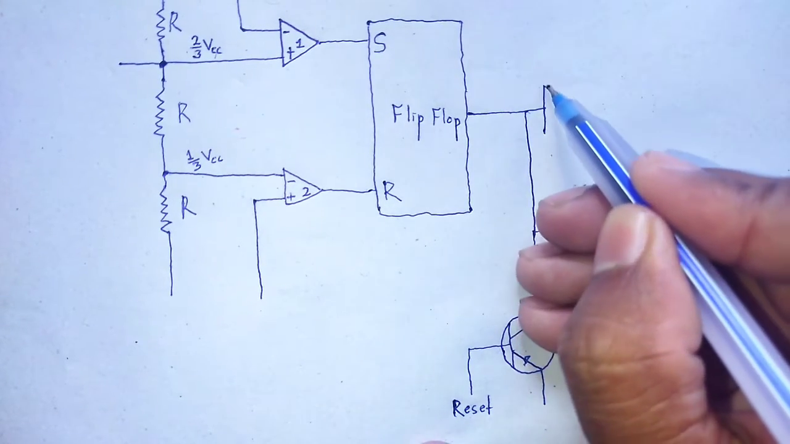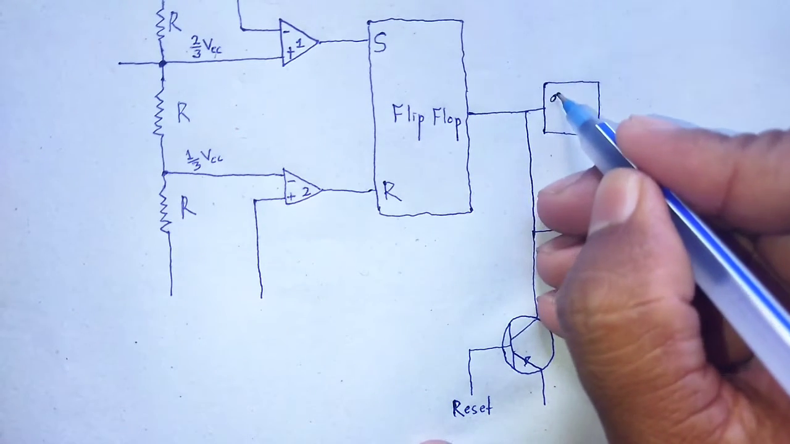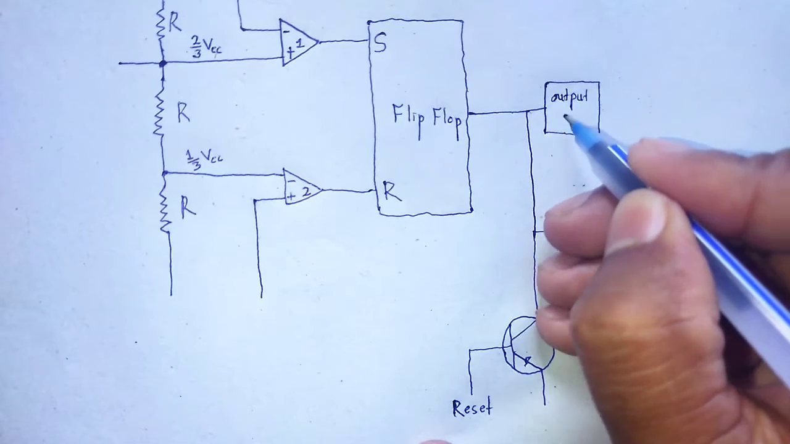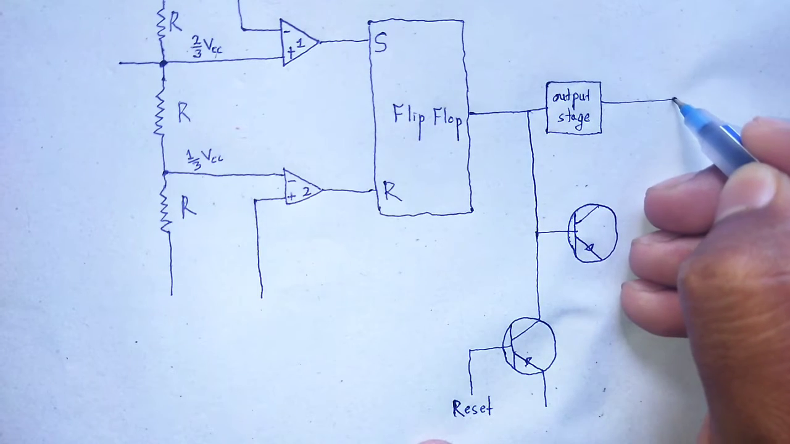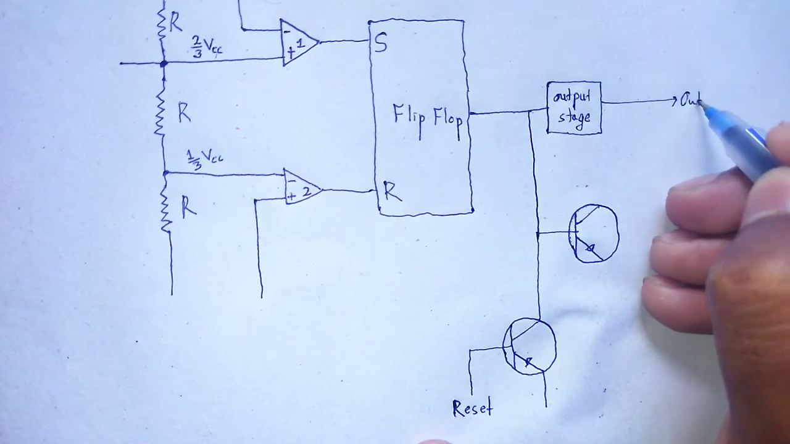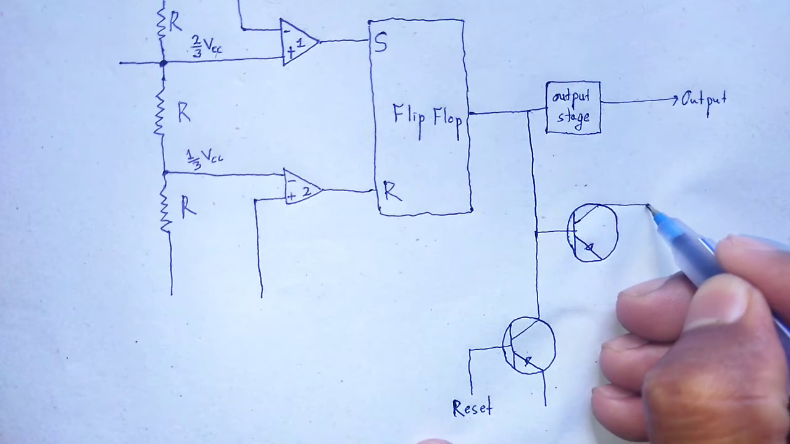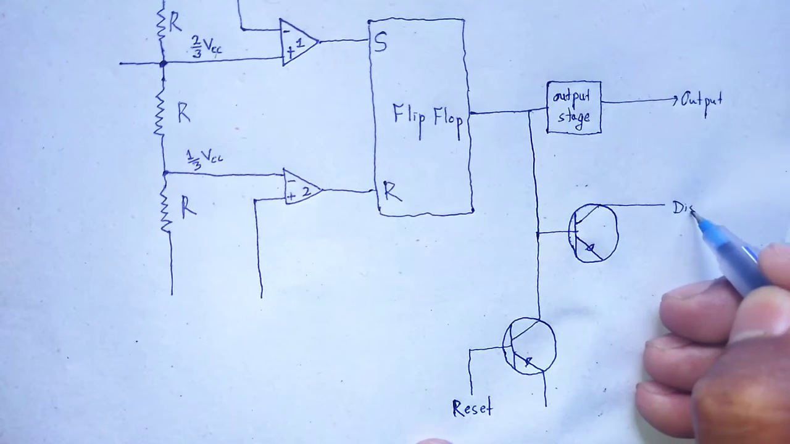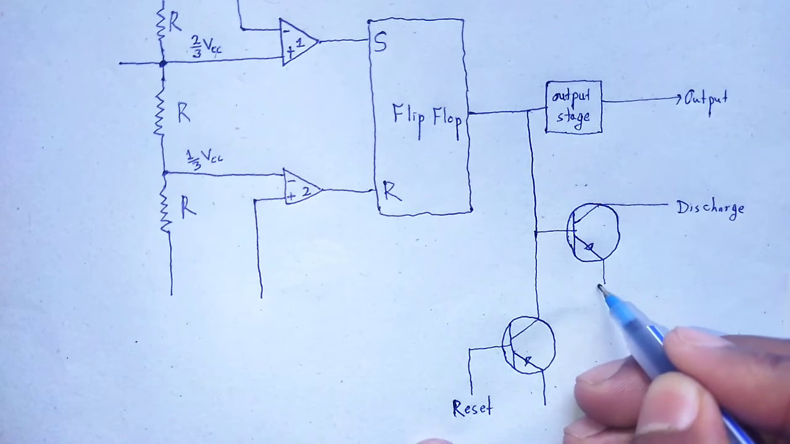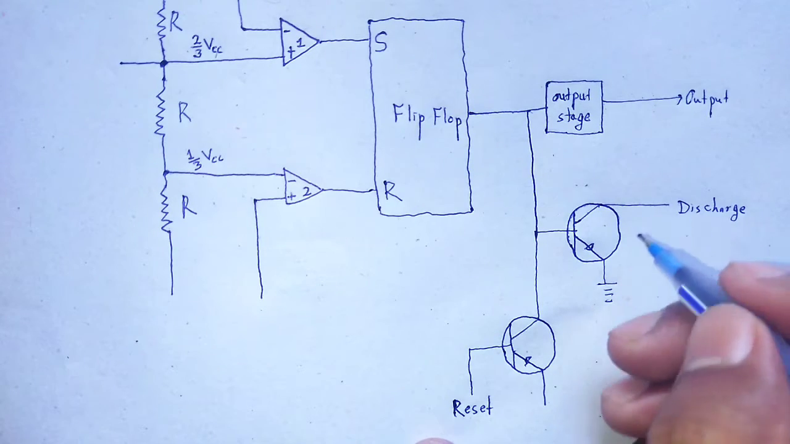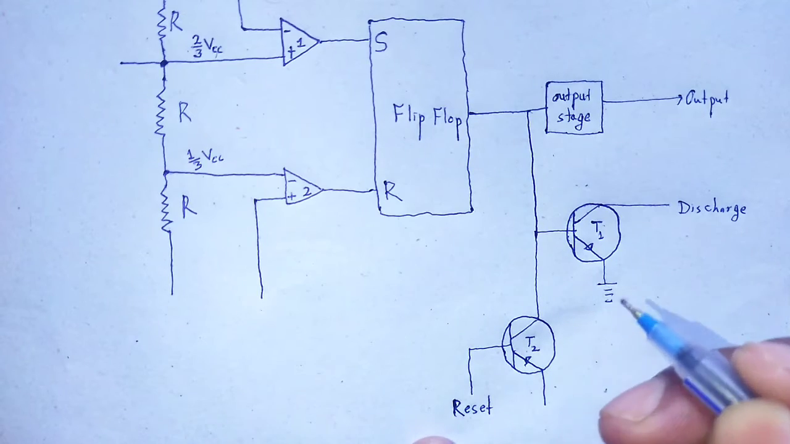Here we obtain the output stage, and finally the output. One part is discharge, another one is grounded, that is transistor 1, and here is transistor 2.